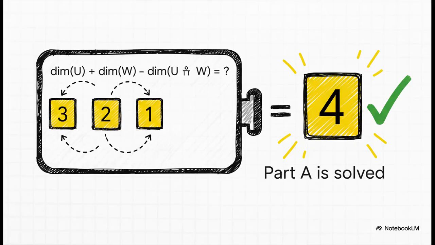And now for the satisfying part. We just take our numbers and plug them straight into Grassmann's formula. So, the dimension of U, which is 3, plus the dimension of W, which is 2, minus the dimension of their overlap, which is 1. That gives us 4. The dimension of the sum of these subspaces is 4. And just like that, part A is solved.